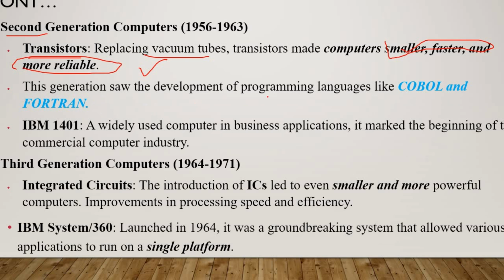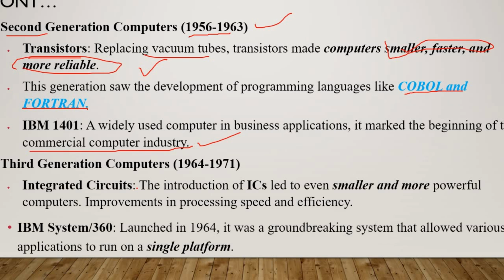This generation was markedly known for the introduction of COBOL and Fortran, which were high-level languages at that time. Then the IBM 1401 was a markedly used computer in business applications. It marked the beginning of the commercial computer industry.